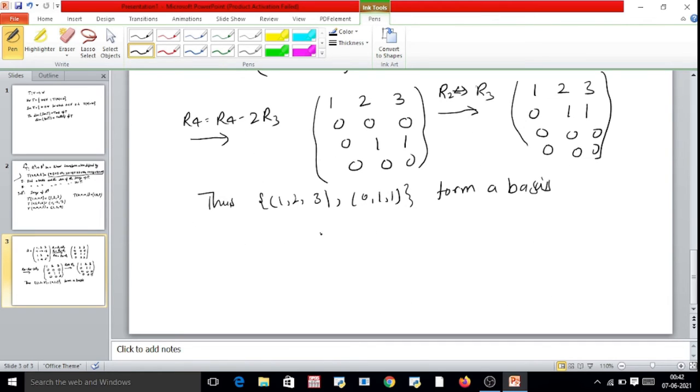Then the dimension of the image of T is equal to 2, and this means the rank of T is equal to 2.